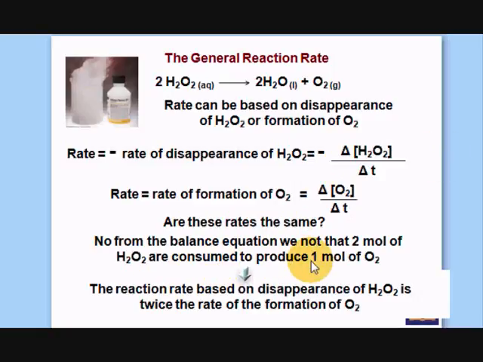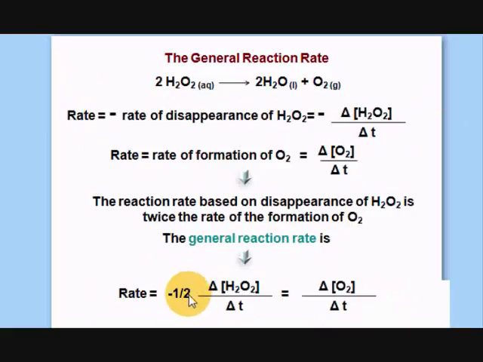Well, by comparing molarities, we can see from the balanced equation that 2 moles of H2O2 are consumed to produce 1 mole of O2. So the answer is no to that. The reaction rate based on the disappearance of H2O2 is actually twice the rate of the formation of O2. Basically, to get these two equal to one another, you've got to adjust the rate of the H2O2 disappearance to make it equal to the formation of the O2.